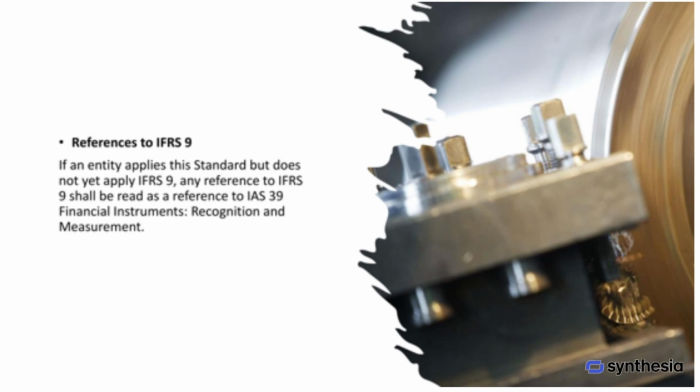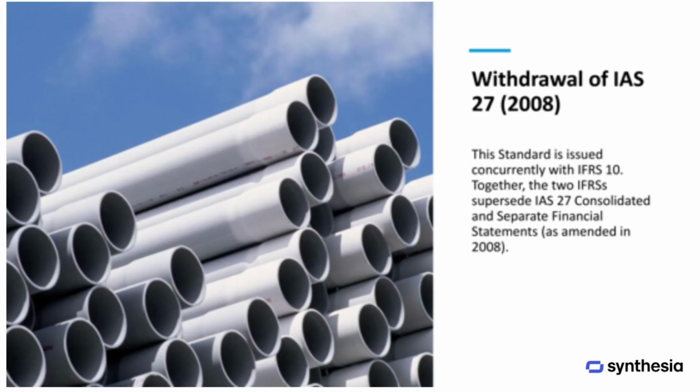If an entity applies the standard but does not yet apply IFRS 9, any reference to IFRS 9 shall be read as a reference to IAS 39 Financial Instruments: Recognition and Measurement. This standard is issued concurrently with IFRS 10. Together, the two IFRSs supersede IAS 27 Consolidated and Separate Financial Statements, as amended in 2008.